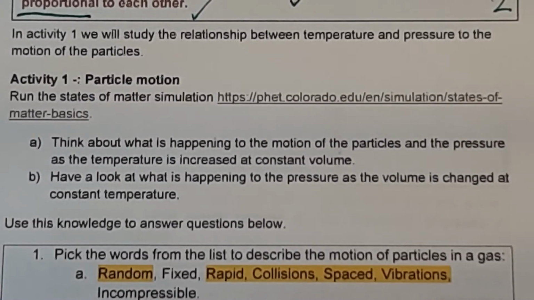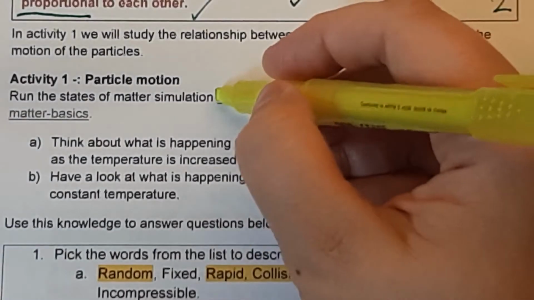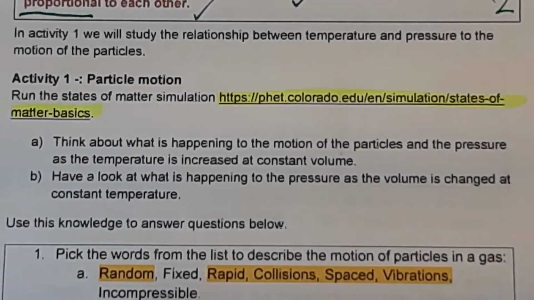So question A, think about what's happening to the motion of the particles and the pressure as the temperature is increased at constant volume. And B, have a look at what's happening to the pressure as the volume is changed at a constant temperature. So watch the video, which is hopefully going to be available at this webpage. It may not be, unfortunately, but there's nothing I can do about that, I'm afraid.